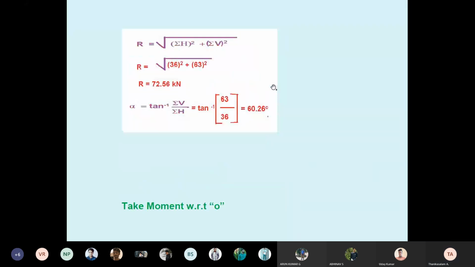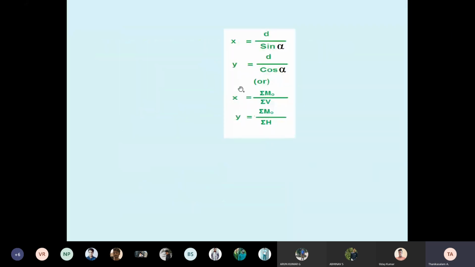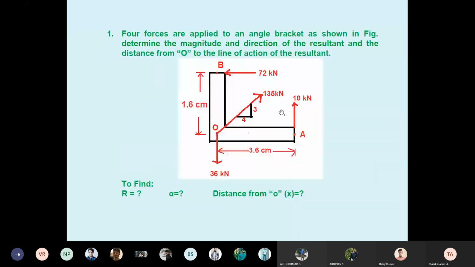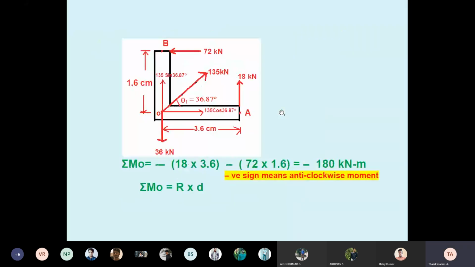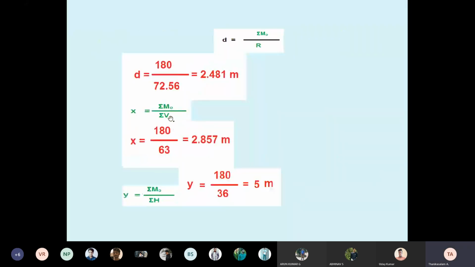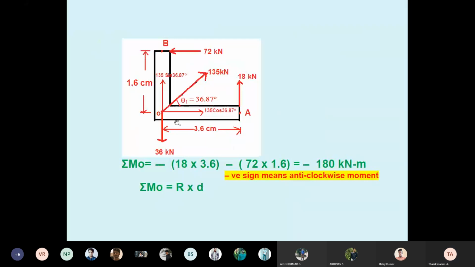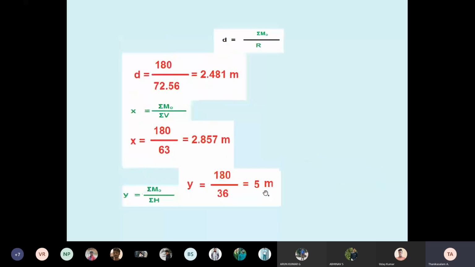X equals D by sin alpha, or X equals M naught divided by summation V. Y equals D by cos alpha. So you choose the last one, X equals M naught divided by summation V. What is M naught? 180. Don't put minus; minus means anti-clockwise. This sign only indicates whether it is clockwise or anti-clockwise. 180 divided by summation of V, so I calculate the X value.